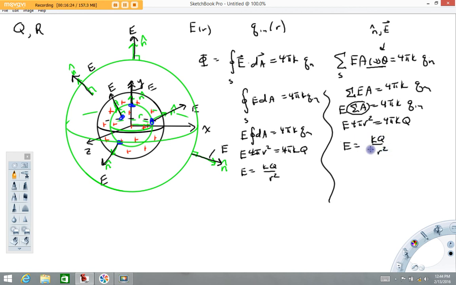Now, right now I have scalars. If I want to give it a direction, I'll just multiply by the r hat direction. And what that means is if I pick a point in space, like right here, r hat means the unit vector radially outward. And that gives me the electric field direction.